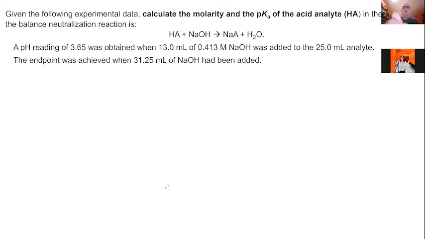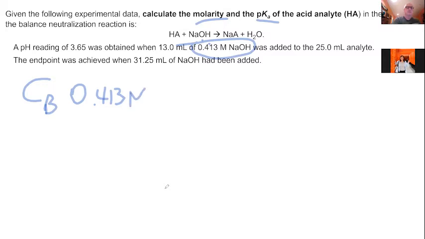So we got that. Now we need to calculate two things: the molarity of the weak acid, and what its pKa is. How are we going to figure out its molarity? The molarity of sodium hydroxide. Right, that's what a titration is. We take a concentration of something that's known, and then we figure out the concentration of something that's unknown.